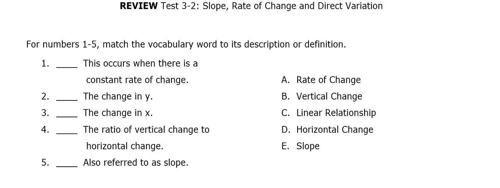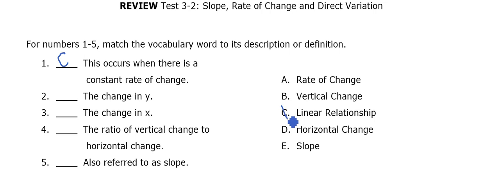This is Mrs. Frazier, and we are working through your test review for slope and rate of change in direct variation. Number one, this occurs when there is a constant rate of change. Well, when there's a constant rate of change, we have a linear relationship, C.